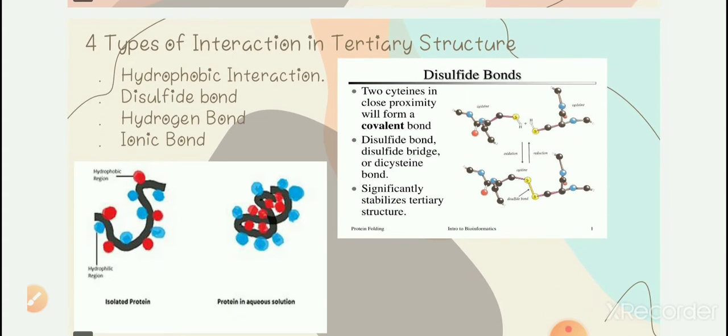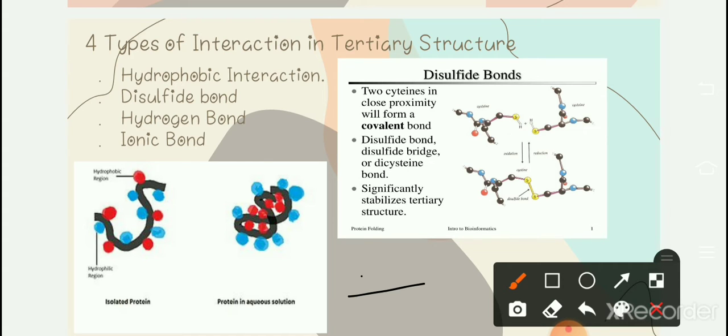So we have the hydrophobic interaction, disulfide bonds or disulfide bridge. We also have the hydrogen bonds and the ionic bonds. By far, daw po, the most important factor or the driving force that forms a tertiary structure is the hydrophobic effect and the hydrophobic interaction. Kasi po, the majority of the proteins inside our bodies and inside our cells fold and create the tertiary structure in an aqueous solution, or in a solution where water is the dominant solvent molecule.